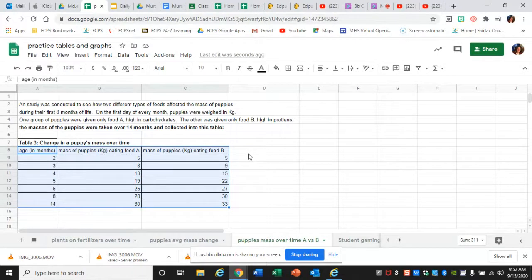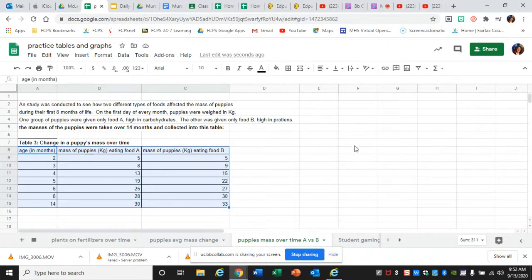Okay, so you should all be able to see the screen on practice tables and graphs. What I'm going to do is model for you how to make a graph using Google Sheets, which you're going to need to do as your homework assignment, and also how to write a claim, evidence, and reasoning into your Google Sheets.